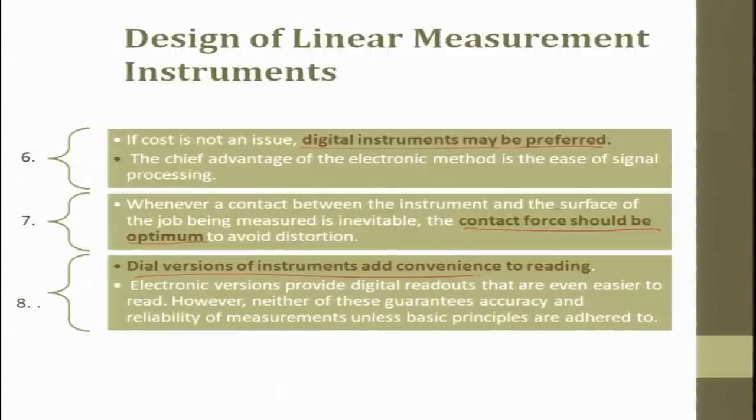Dial versions of the instruments add convenience to reading. Dial version means we are talking about analog. Electronic versions provide digital readouts that are even easier to read. However, neither of these guarantees accuracy and reliability of measurement unless basic principles are adhered to. What is the basic principle? The coincidence between the two axes. So, this is very important. Here, if you go for electronic, it is digital, otherwise it is analog output.